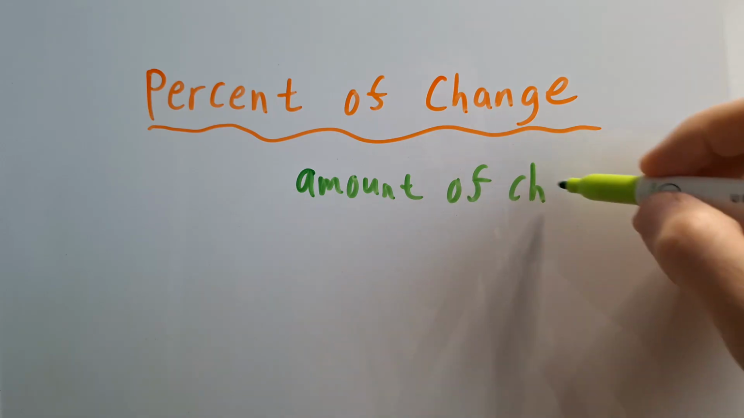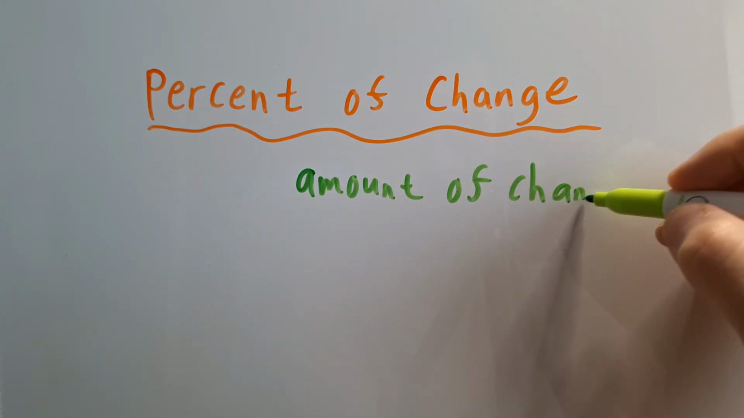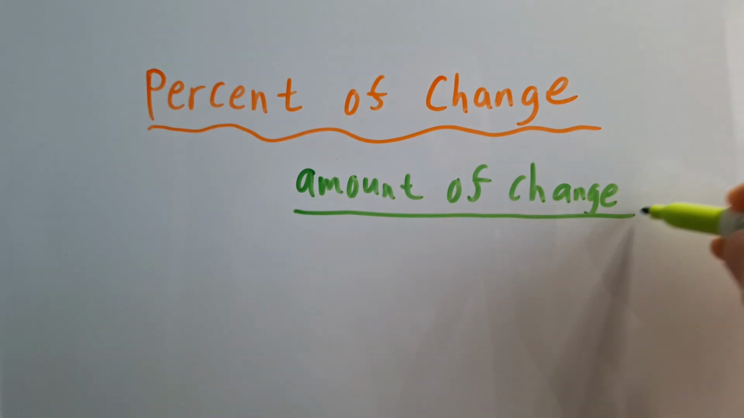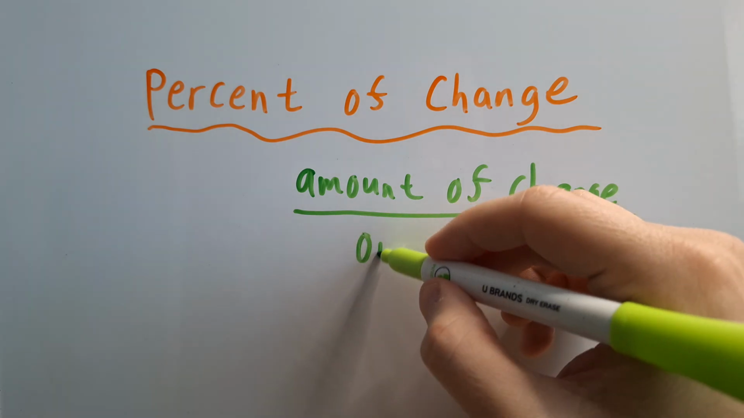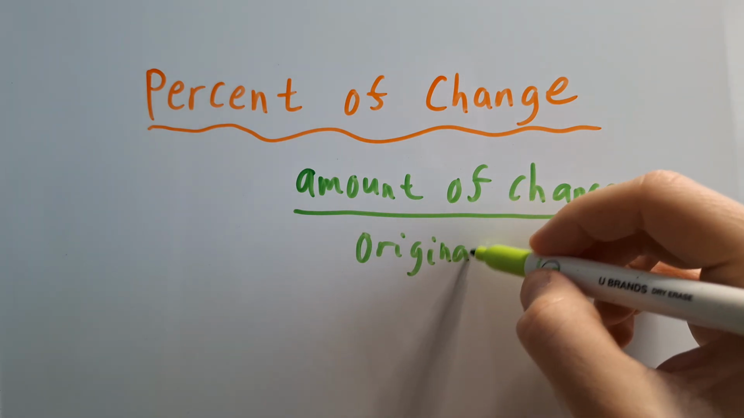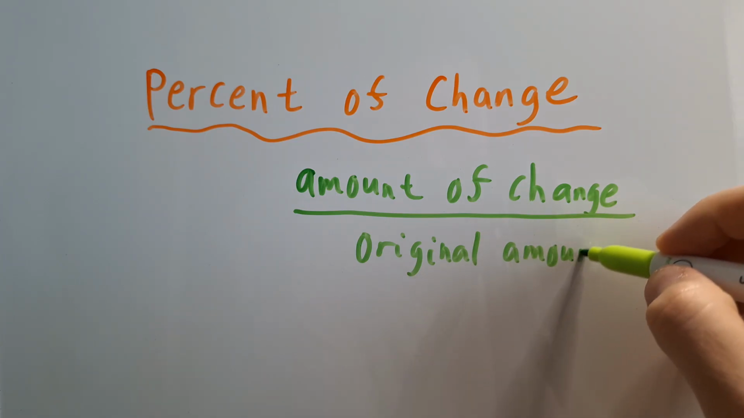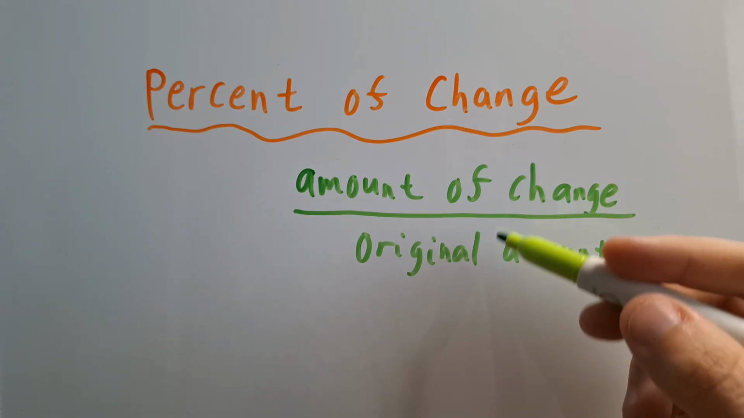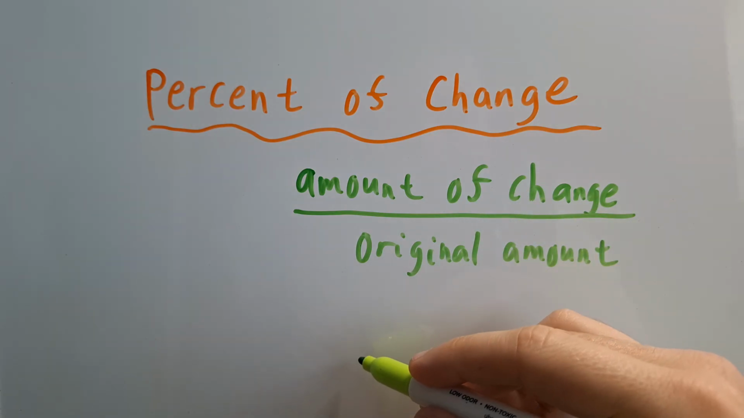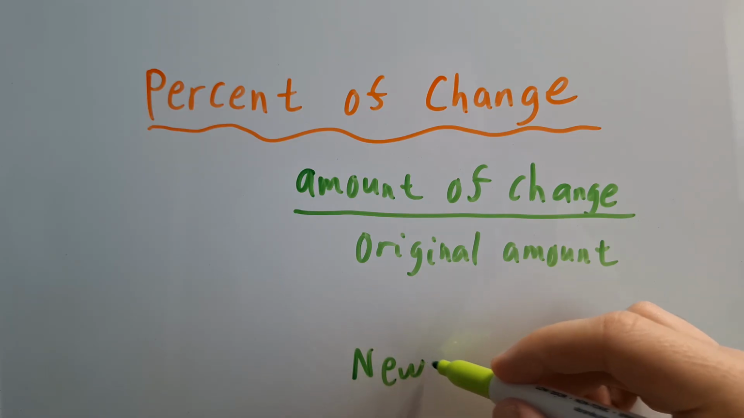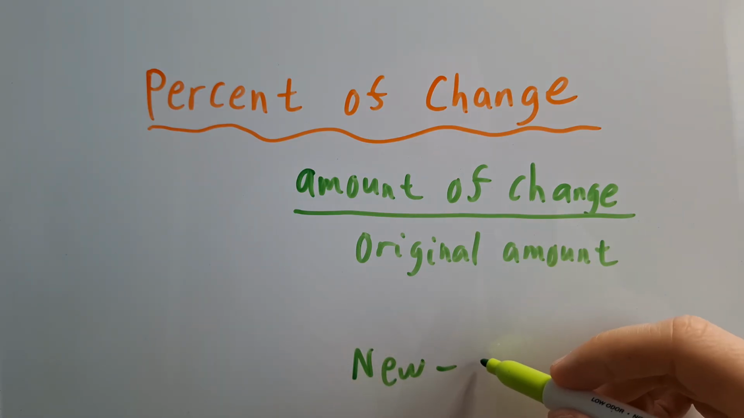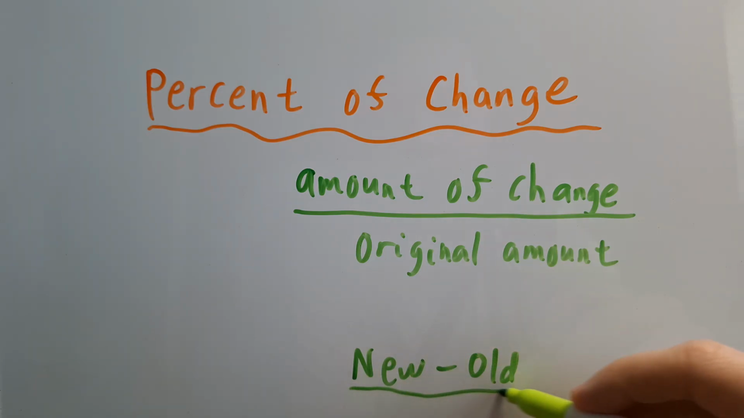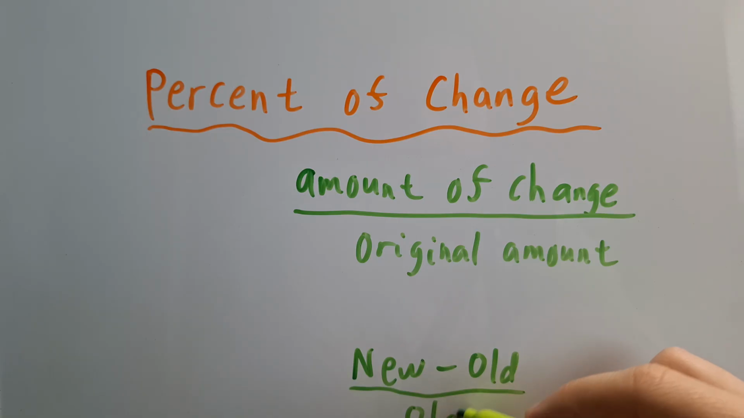So this is going to be a difference. We're going to subtract two values. So it's the amount of that change over the original amount. This is one approach. Another more simplified way of saying this is the following. What is the new amount subtracted by the original or the old amount, and then divide that by the old amount. New minus old divided by old.